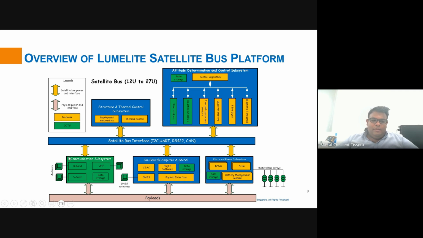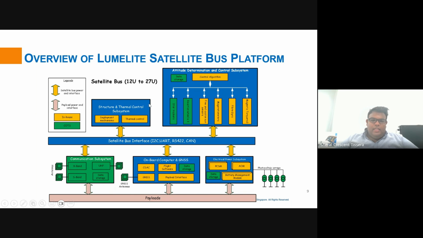Next, we have an important subsystem called the communication system, where it has the radio links to communicate with the ground stations. Firstly, we have a UHF radio link, which is our backup telemetry and telecommand interface with the ground stations. And then we have the S-band radio link, which is the main telemetry and telecommand or TTNC link with the ground station, and X-band for payload data download.